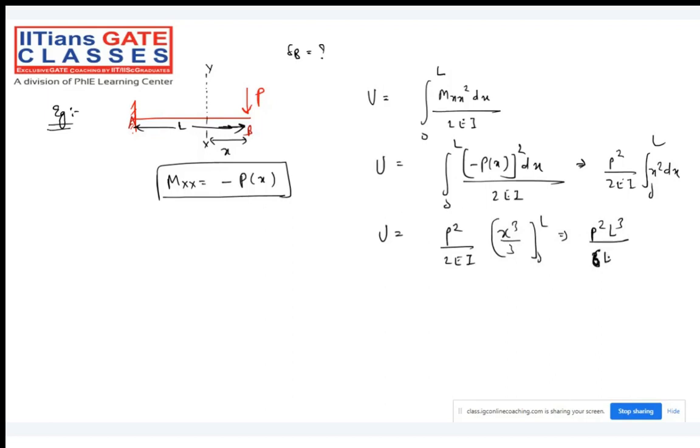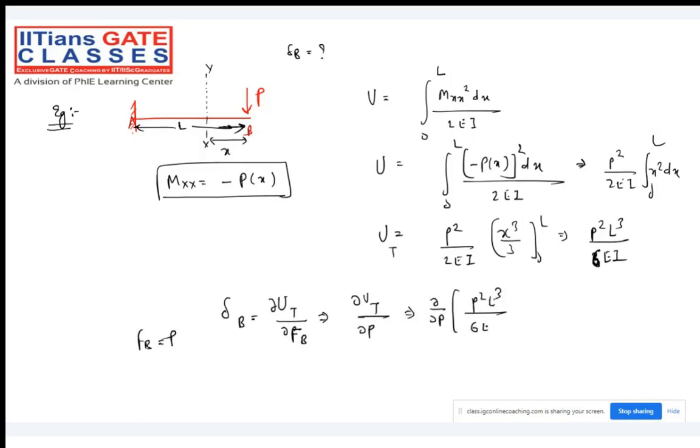And now I need to find the deflection. By Castigliano's theorem, if I need to find the deflection, I need to differentiate the total strain energy with respect to the load which is applied at point B. And what is the load applied at point B? The force P, only. So dou by dou P of P square L cube divided by 6EI. So ultimately what we are getting: PL cube divided by 3EI.